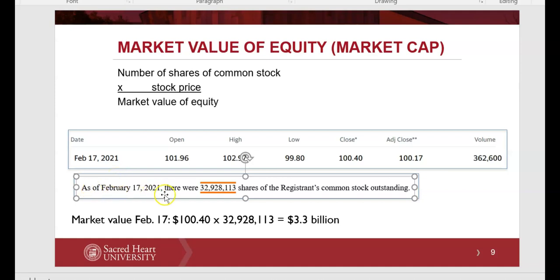They say as of February 17th, which is not actually the fiscal year end. That's the date that the financial statements were filed. On the date the company files their financials, it tells us how many shares of common stock were outstanding. So we multiply the number of shares outstanding by the closing price on that same day in order to get the market value of the company.